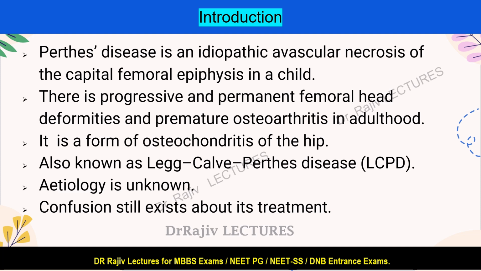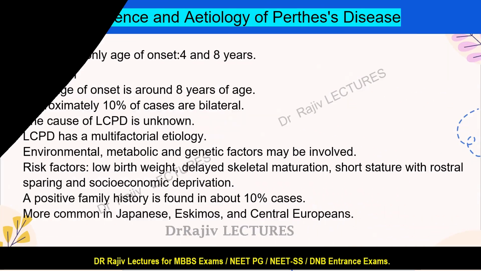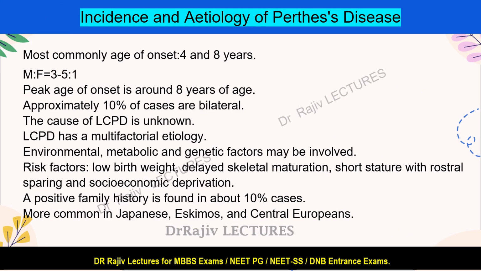Even more than 100 years after the description of Legg-Calvé-Perthes disease, the etiology remains unknown and a great deal of confusion exists regarding the treatment of this enigmatic disease. Perthes disease is a form of osteochondritis which affects only the hip. The condition is most commonly found in children between the ages of 4 and 8, but it can occur in children between the ages of 2 and 15 years also.